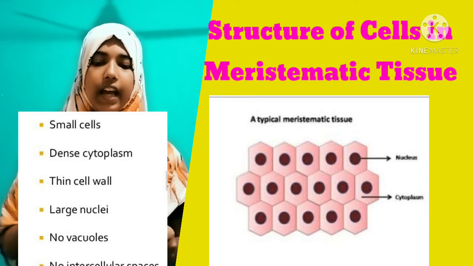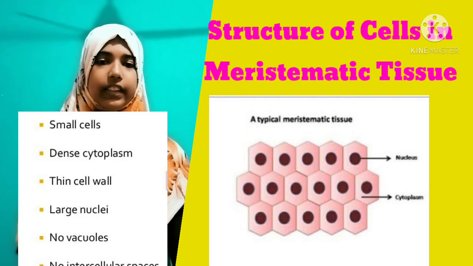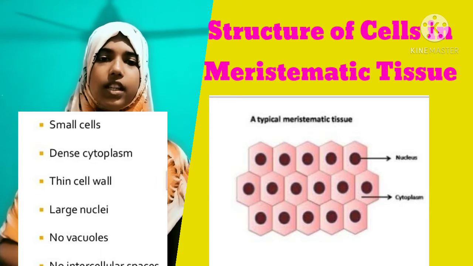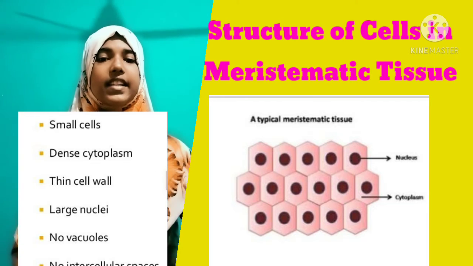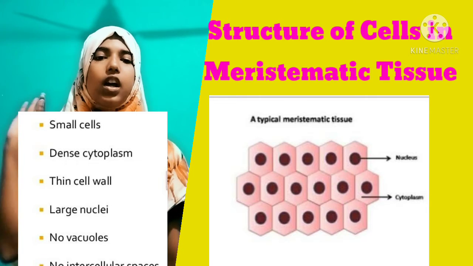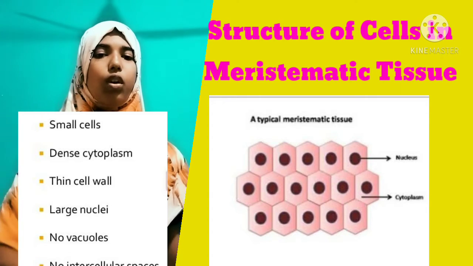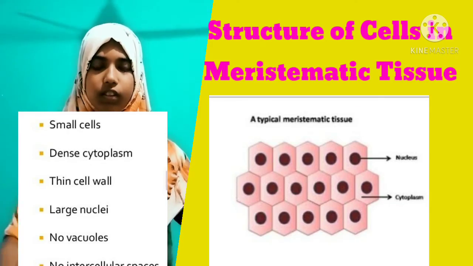Next, they lack vacuoles. The function of the vacuole is to store food, right? So there is a lack of vacuoles in this meristematic tissue. They won't store much, because there is a lack of vacuoles. So this was a brief about the meristematic tissue.